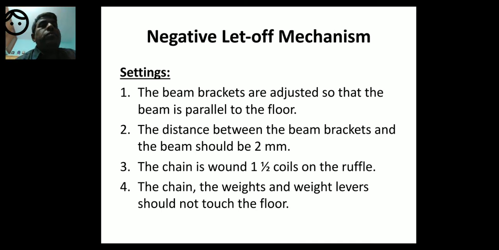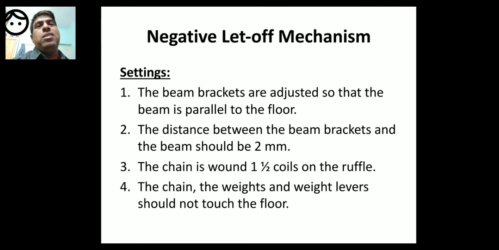Settings. So we will see the settings now. The beam brackets are adjusted so that the beam is parallel to the floor. How simple is that? The weaver's beam should be parallel to the floor. So the beam brackets are adjusted in such a way that the weaver's beam is parallel to the floor.